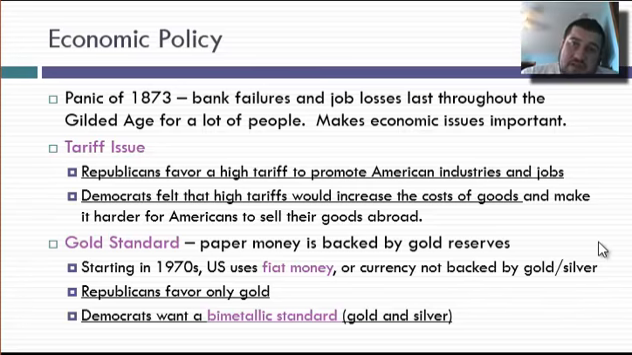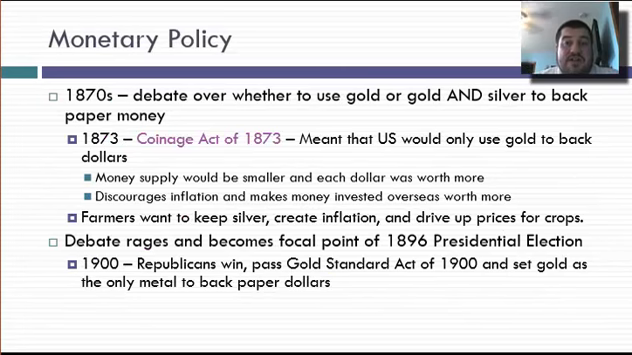But with this gold standard, Republicans favor only gold, whereas Democrats, who represent farmers, want a bimetallic standard. Bi meaning two metals. They want to use gold and silver for a variety of reasons. The debate over whether to use gold or gold and silver to back paper money starts in the 1870s. Congress passes the Coinage Act of 1873, which means that the U.S. only uses gold to back the paper money. This means the money supply would be smaller, and each dollar would be worth more, and it would also keep inflation down and make our money worth more overseas.